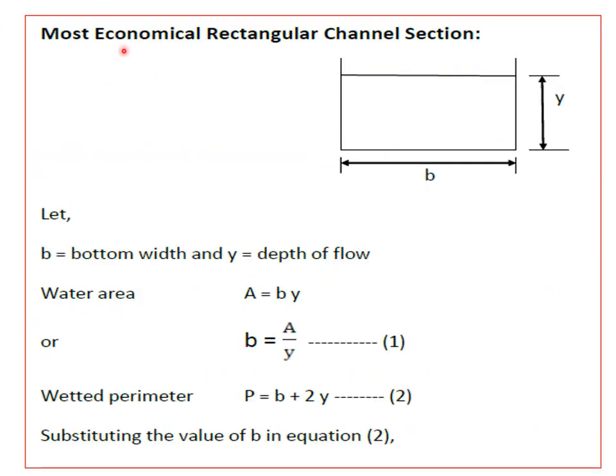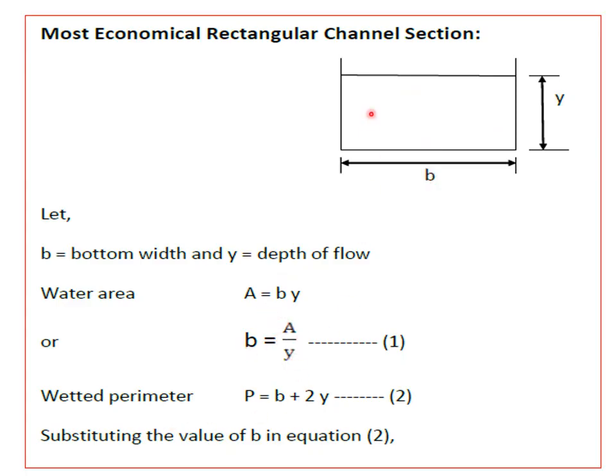So coming to most economical rectangular channel sections, you can consider a channel of width B and depth of flow Y. So what we need to determine is the relation between B and Y. Now the water area is the cross-sectional area of flow, which is taken normal to the direction of the flow. So therefore it is B into Y. So A is B into Y, so therefore B is A by Y.